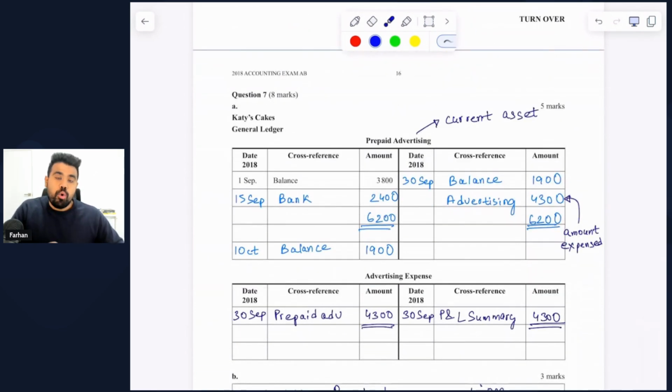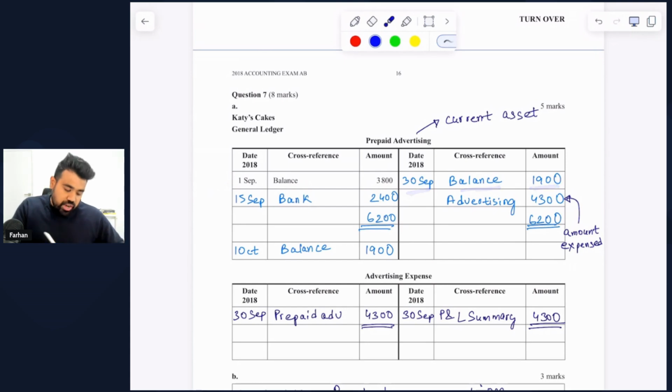And always remember, all assets by default are debit, which means when they increase, they are debited, and when they decrease, they are credited. Again, within the reconstruction of a ledger account, all assets, given that they're always debit by default, should therefore have an opening balance on the debit side, which is what we have already been provided. On 1st of September 2018, we have been given the opening balance of $3,800. What we are doing on the credit side of the ledger account on 30 September, we are showing the closing balance of $1,900. All right.